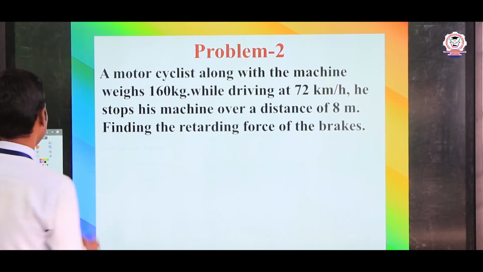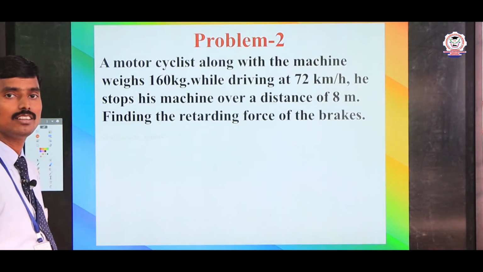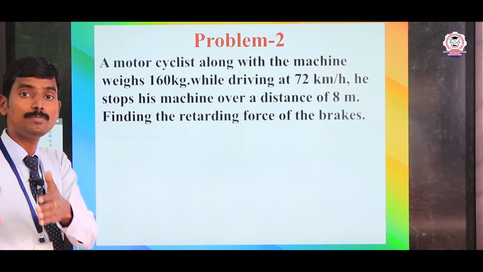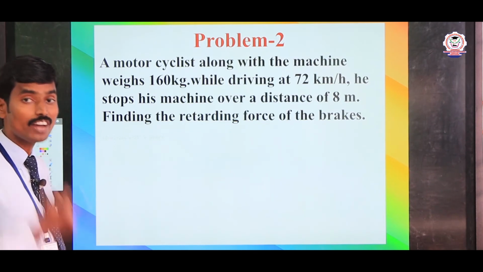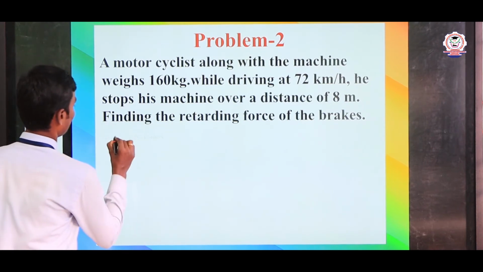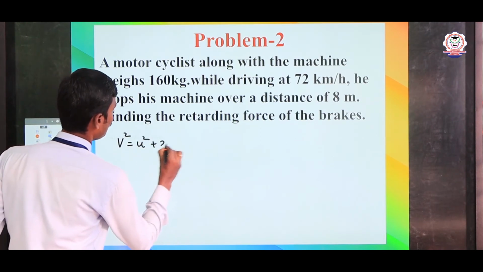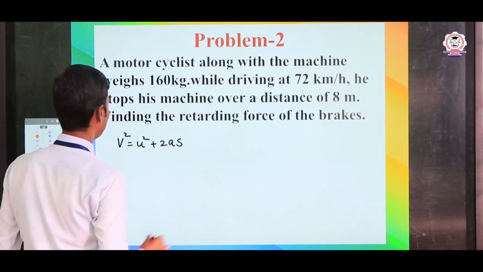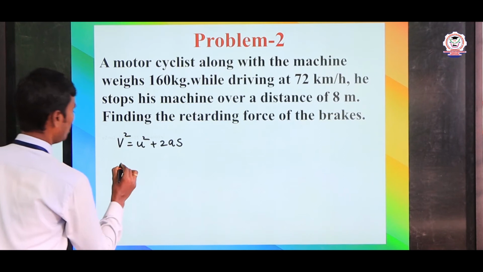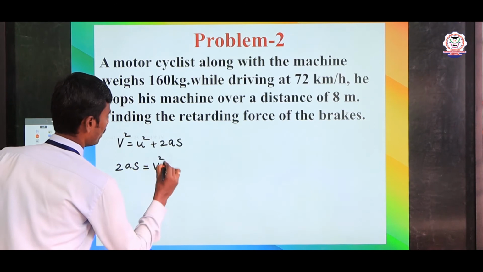See here, we already know the basic concept of kinematic equations: the velocity-displacement relation, the velocity-time relation, and the displacement-time relation. Here, V square equals U square plus 2AS. To find the acceleration, we rearrange the equation. We need 2AS only, so 2AS equals V square minus U square.